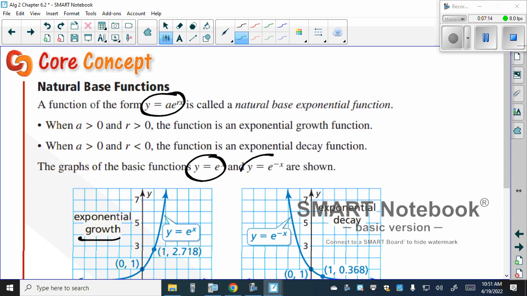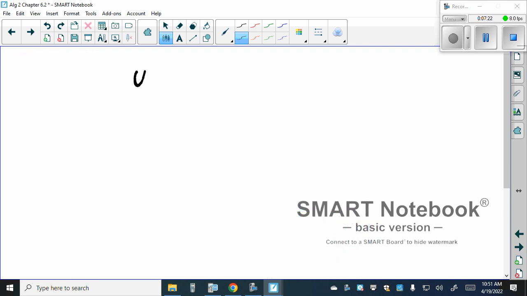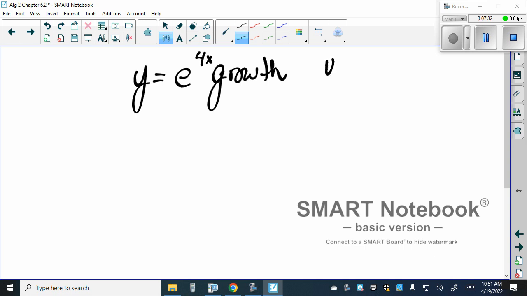But if we make the exponents negative, then it's actually going to be exponential decay. And it works pretty simply. Because y equals e to some x, we can say 4x. This here would be growth, because it's just e to the 4x. Now if we said y equals e to the negative 4x, well, again, we can't really leave exponents negative. We need to make them positive.